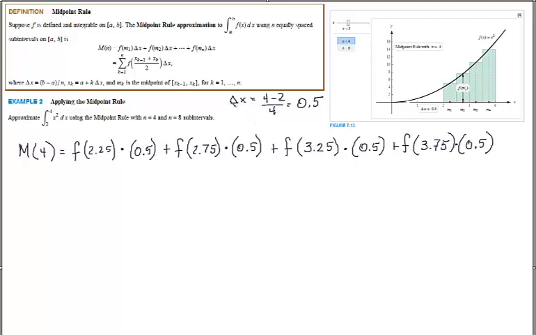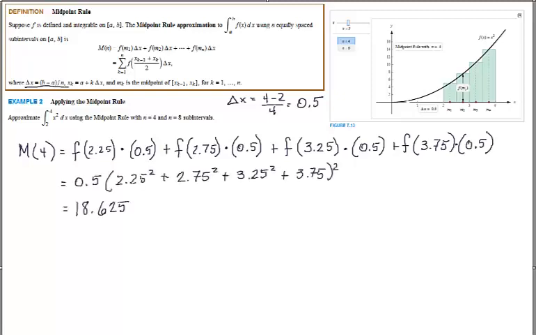Alright, I have computed the width of each of my subintervals, which is a half, and here is the computation given from this equation. For my midpoint approximation, I go in the middle of each subinterval. So between 2 and 2.5, the middle would be 2 1/4. I need to find the function value at 2 1/4 and multiply by delta x, the width of each subinterval. So I'll go and get each of those values for you.